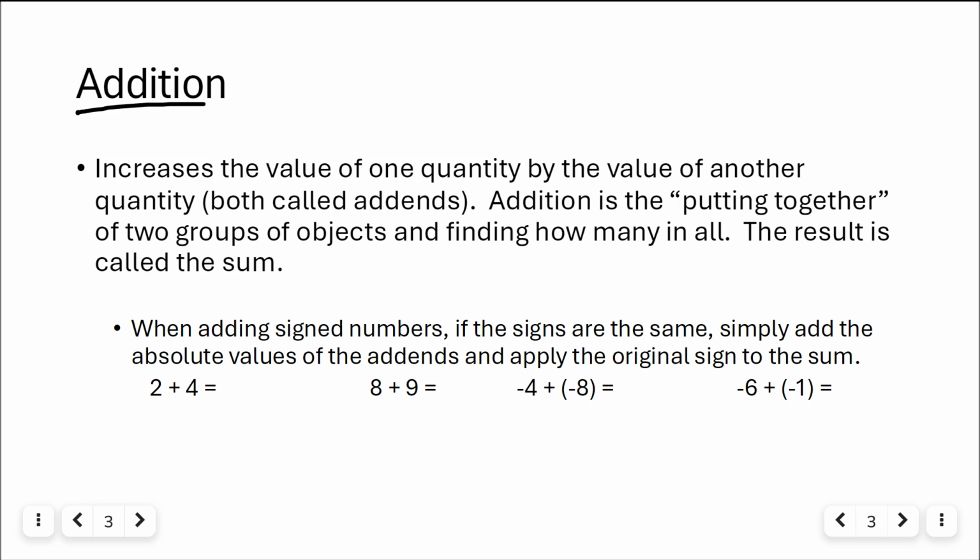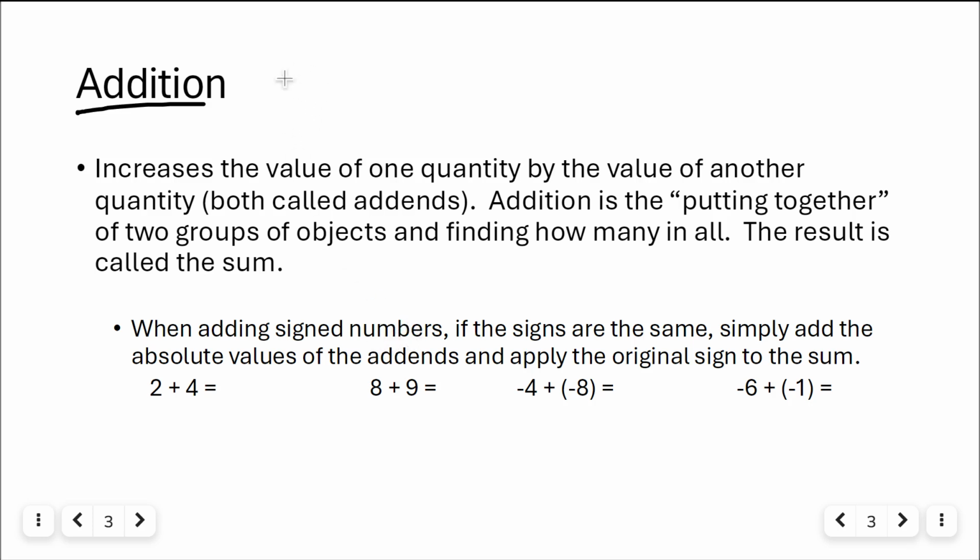Addition is the putting together of 2 groups of objects and finding how many in all, and the result is the sum. So here are the rules when you add signed numbers. If the signs are the same, you add the 2 absolute values and then use the sign. Basically you add the absolute value of each number and then keep the sign.